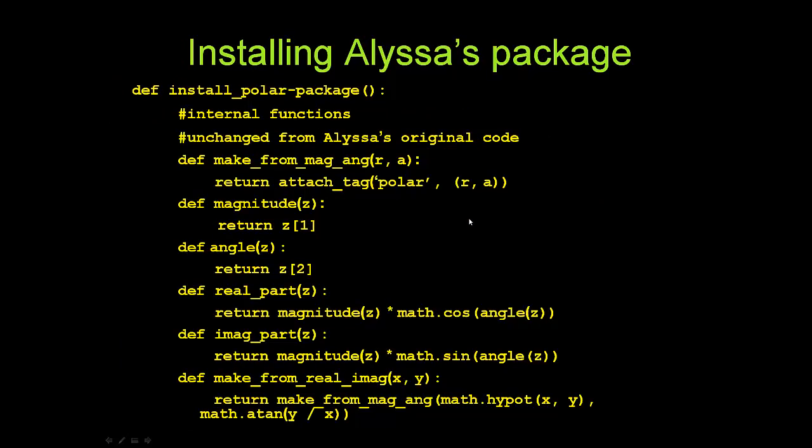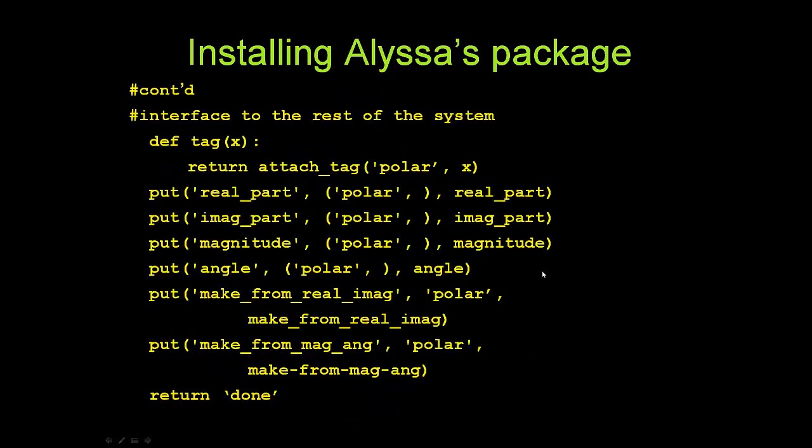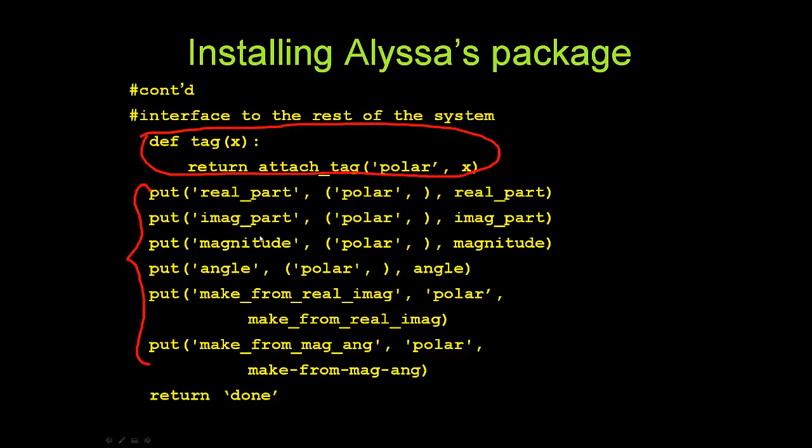Okay. Now, similarly, Alyssa's polar package. Okay, these are the definitions for the polar package. This one you saw actually in the last lecture. Okay, and again, we install this into the table. So there's a tag function to tag the data. All right. But more importantly, all these statements here to put, okay, the 6 functions that you saw in the previous page, right, and index them using the function name and the type.